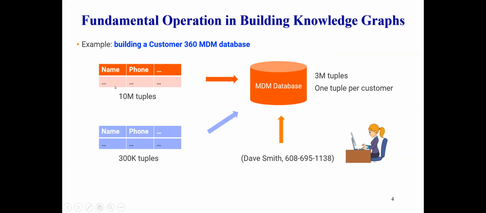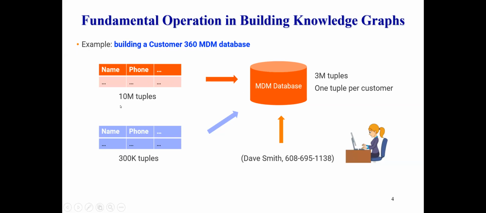So initially, it will send in a table of 10 million tuples. Every single tuple, this kind of person. So you need to do entity matching inside this table, and you cluster all the tuples that refer to the same person. Then you combine each cluster into a single canonical tuple. So now you have 3 million tuples, one tuple per customer. And that makes up the initial MDM database.